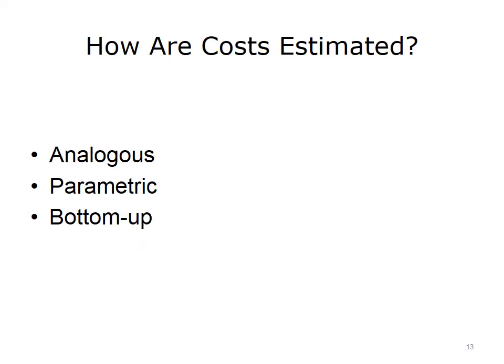An analogous estimate is determined from information of similar past projects and often used early in the project life when detailed project information is lacking. This is also known as a top-down estimate. A parametric estimate is determined using a statistical approach or mathematical model to develop estimates based on historical data and other variables, such as square footage or labor hours per unit of work. The bottom-up technique involves estimating a component of work and provides more detail than the other cost estimation techniques.